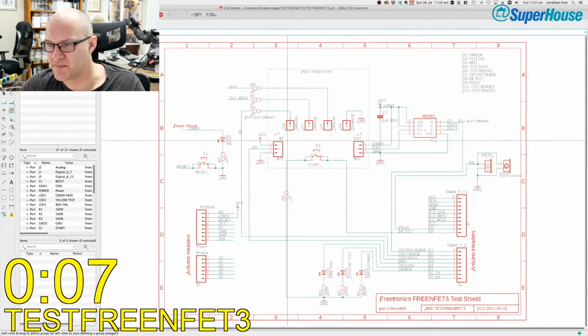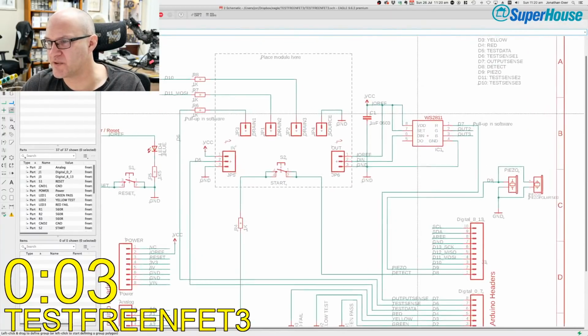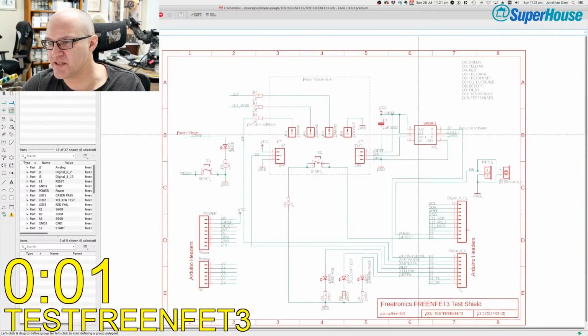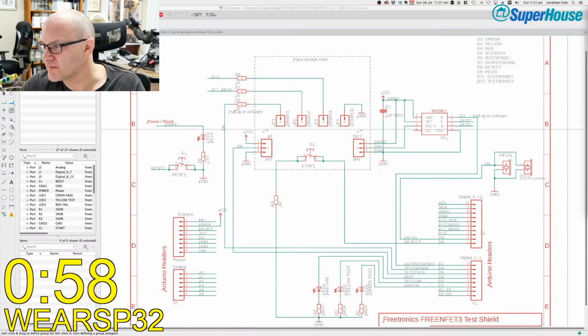And what it does is it measures the pass-through of the module. There's actually another WS2811, so it can detect failures on pass-through. WEARSP32. Oh, where is P32? This one is also a funky one.